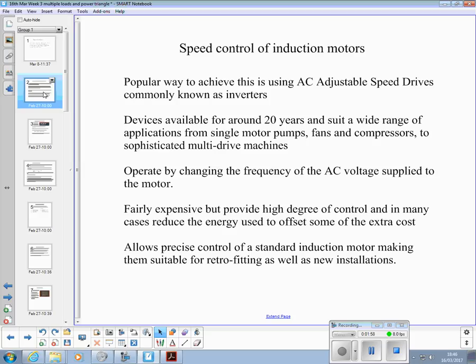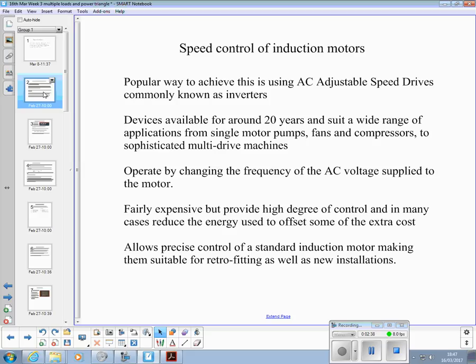You saw last week how the synchronous speed of the motor, or the speed of an asynchronous motor, if it's got some slip, is dependent upon the frequency of the supply or the number of poles. So it seems quite obvious that if we can change the frequency of the AC voltage waveform going to the motor, we can make at least an attempt to change the speed. Okay, fairly expensive, right? But they provide a high degree of control, and in many cases reduce the energy used to offset some of the extra cost.